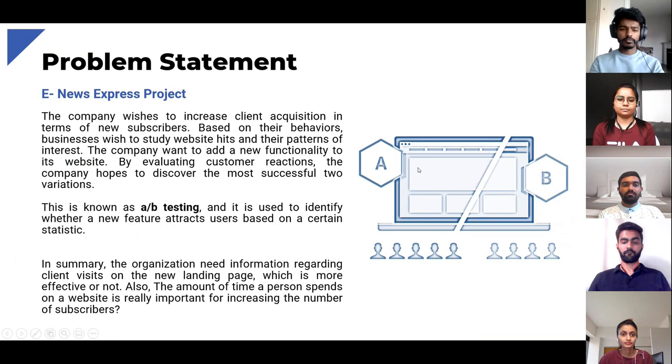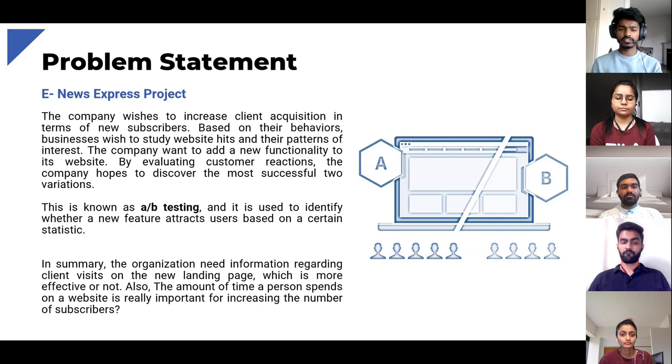This is the problem statement of the eNews Express project. In terms of new subscribers, the company wishes to increase client acquisition. The business wants to study website hits and patterns of interest based on user behavior. The company wishes to add a new feature to its website. The company hopes to discover the most successful of two variants by evaluating customer reactions. A/B testing is used to determine whether a new feature attracts users based on specific statistics.